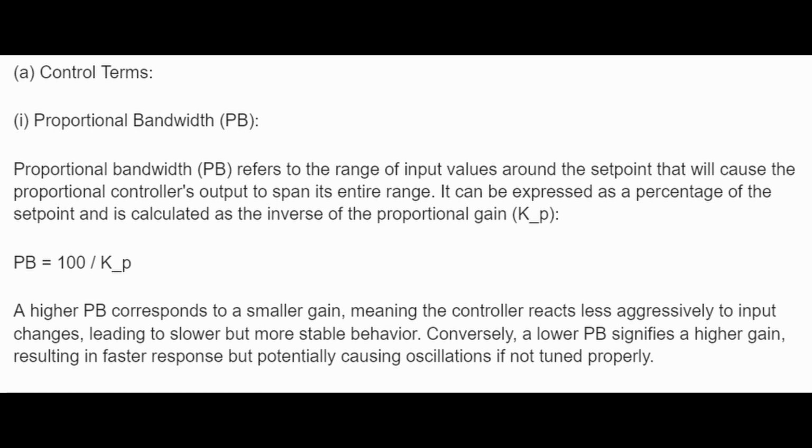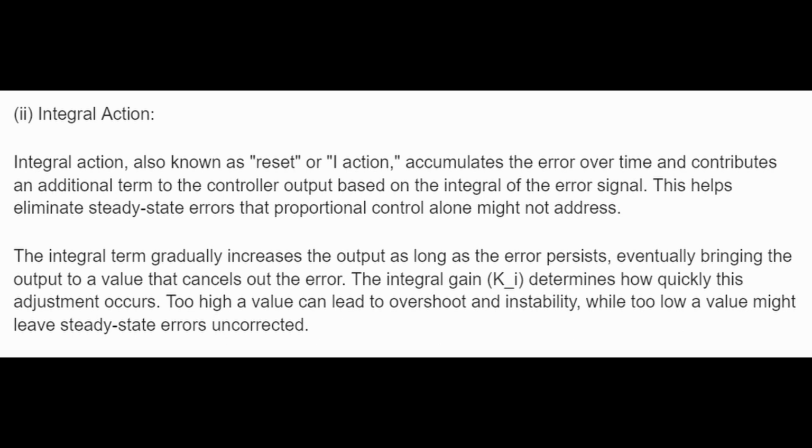A higher PB corresponds to a smaller gain, meaning the controller reacts less aggressively to input changes, leading to slower but more stable behavior. Conversely, a lower PB signifies a higher gain, resulting in faster response, but potentially causing oscillations if not tuned properly.